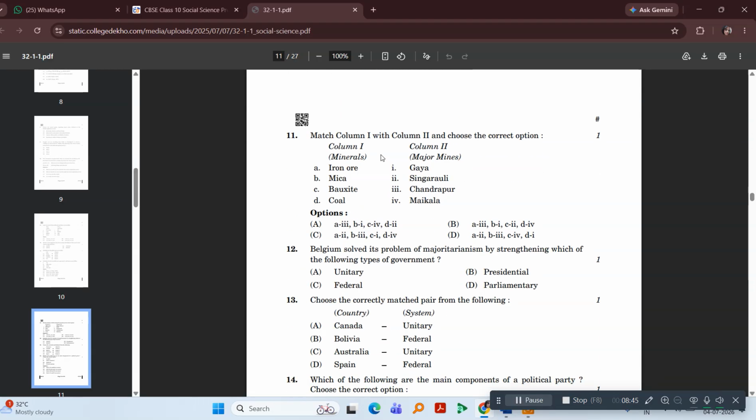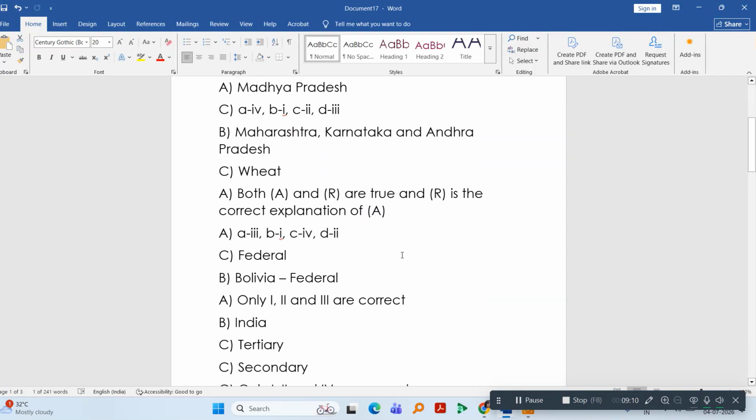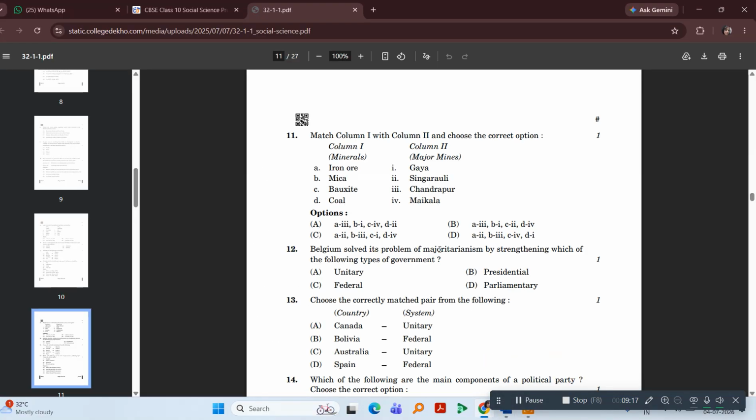Let's move on to the 11th question. Match column 1 with column 2 and choose the correct option. Iron ore, mica, bauxite, coal. The names of the major mines are Gaya, Singrauli, Chandrapur, and Maikala. What are the correct options, A, B, C, or D? Let's see the correct option in this. The correct option is A: A3, B1, C4, and D2.